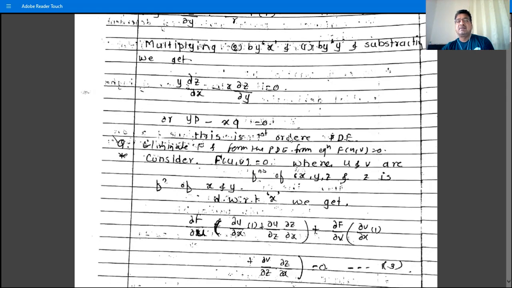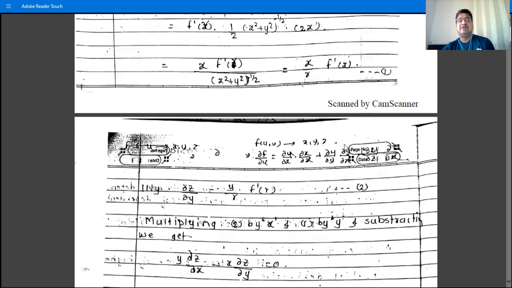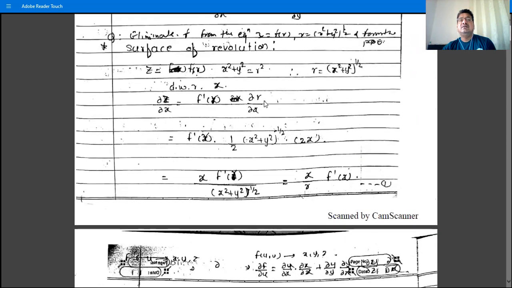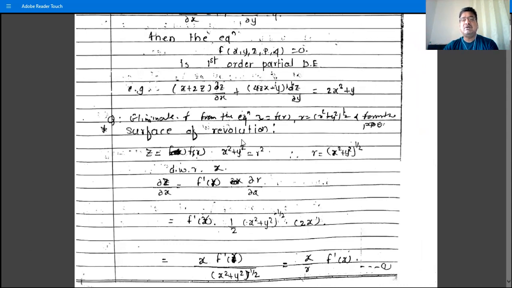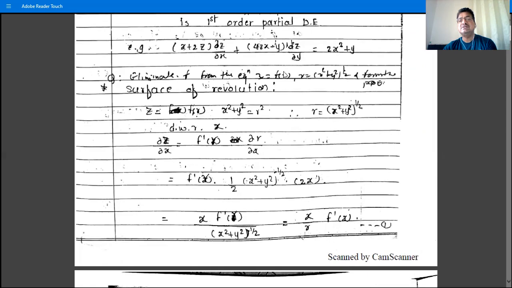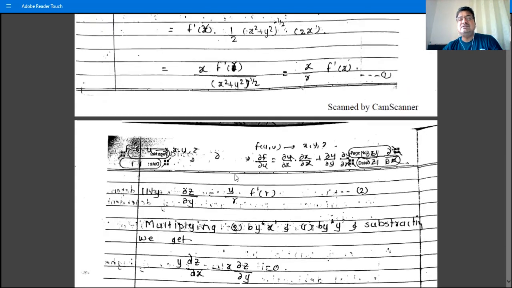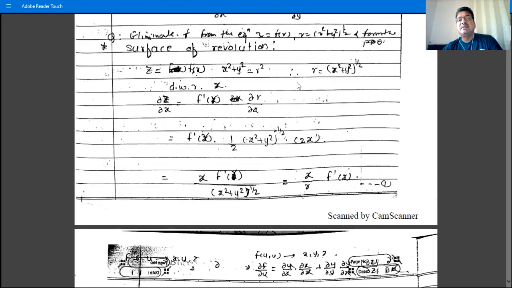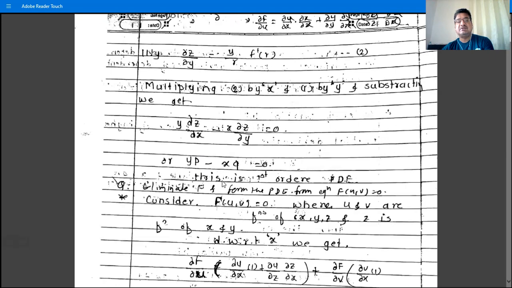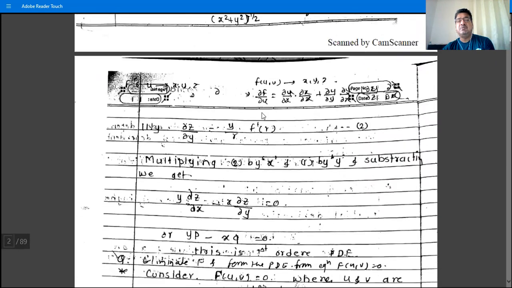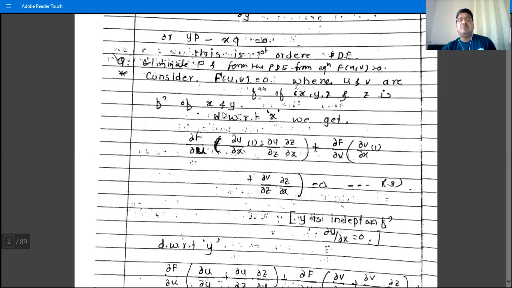And this is the first order partial differential equation after eliminating f. So actually the topic is formation of differential equation. That is, solution is given. Actually, this is the solution, and this is the required partial differential equation. So yp minus xq is equal to 0, that is y ∂z/∂x minus x ∂z/∂y is equal to 0. This is the first order partial differential equation. That is, this z = f(r), where r is (x² + y²)^(1/2), is the solution of this differential equation. So we are given the solution and we have to form the differential equation in this first topic. It's called formation of differential equation.